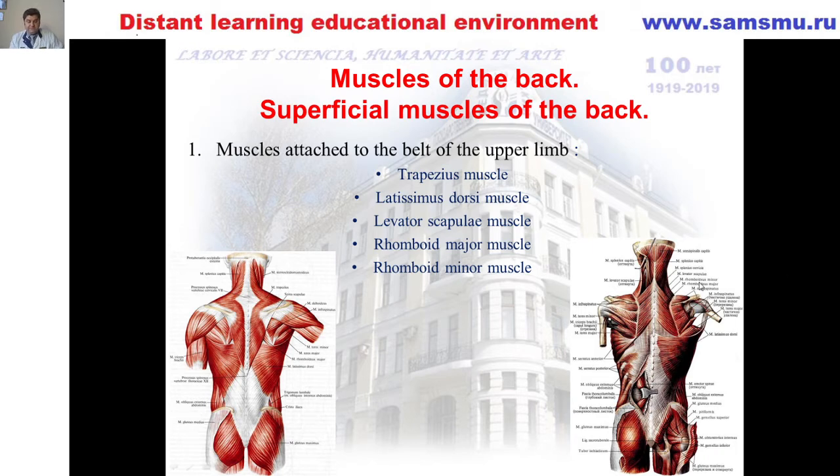Levator scapulae muscle. So, musculus levator scapulae in Latin, originates from the transverse processes of the upper four cervical vertebrae, passes downward, you may see this muscle here, passes downward and laterally, and is inserted into the superior angle of the shoulder blade. Its action is implied by its name. It lifts the scapula.